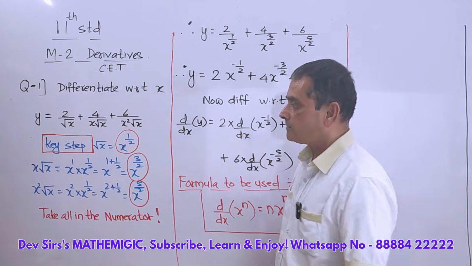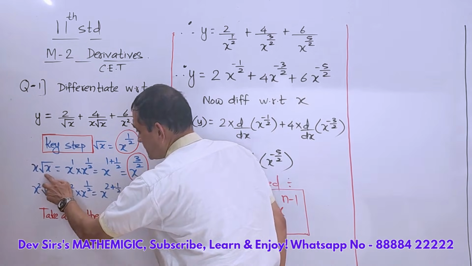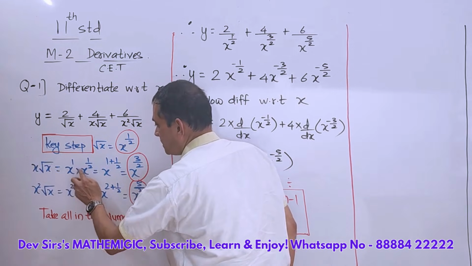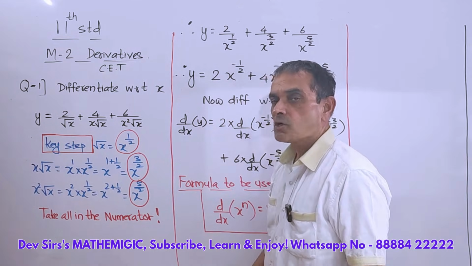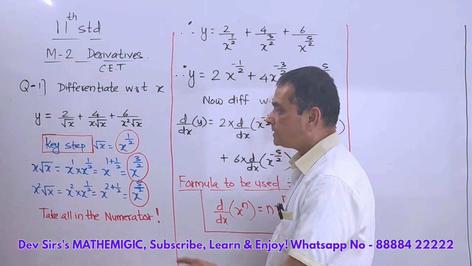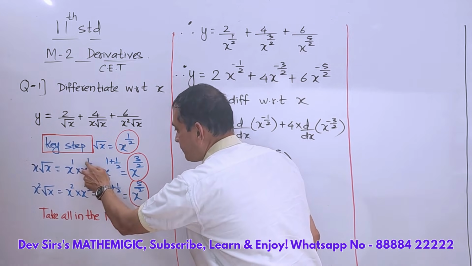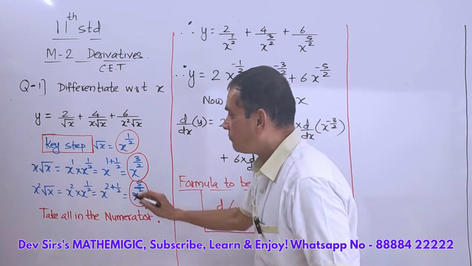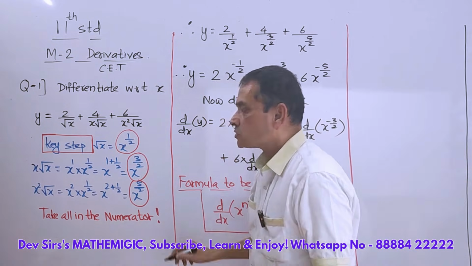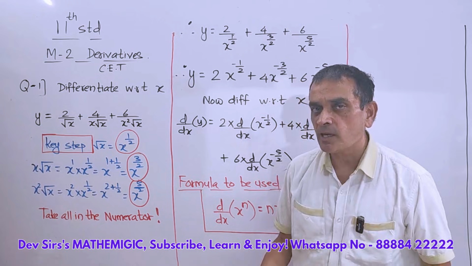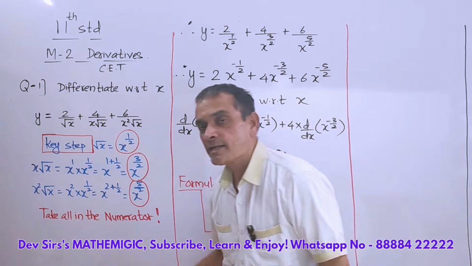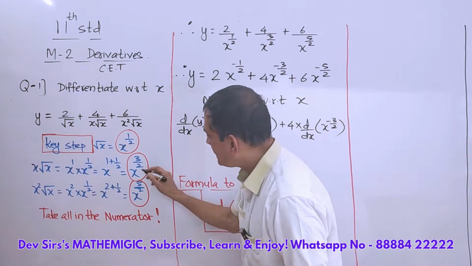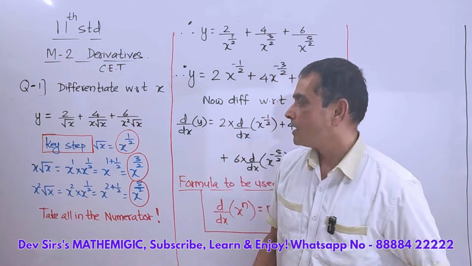Look again, I'll explain. X root x means x raised to 1 into x raised to half. After applying laws of indices, x raised to 1 plus half. Now 1 plus half is 3 by 2. So remember this as a direct formula in future, especially in the 12th standard, that if you get x root x, you are allowed to write directly as x raised to 3 by 2.